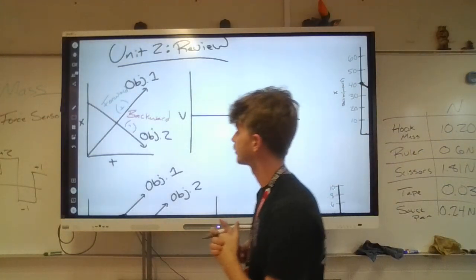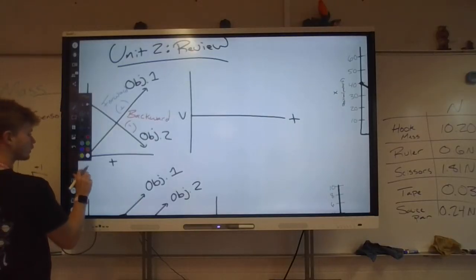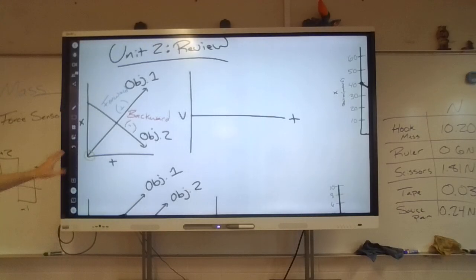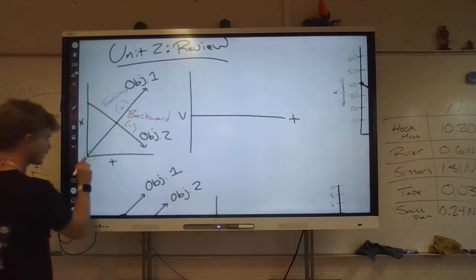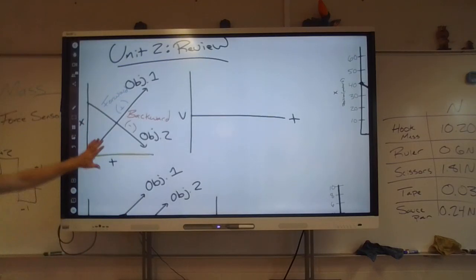Now, how about starting position? Again, I like to think that this spot right here, I will color it green, is the starting line. This entire spot, I like to think is the starting line. So object 1 started at the starting line. It started at position 0.